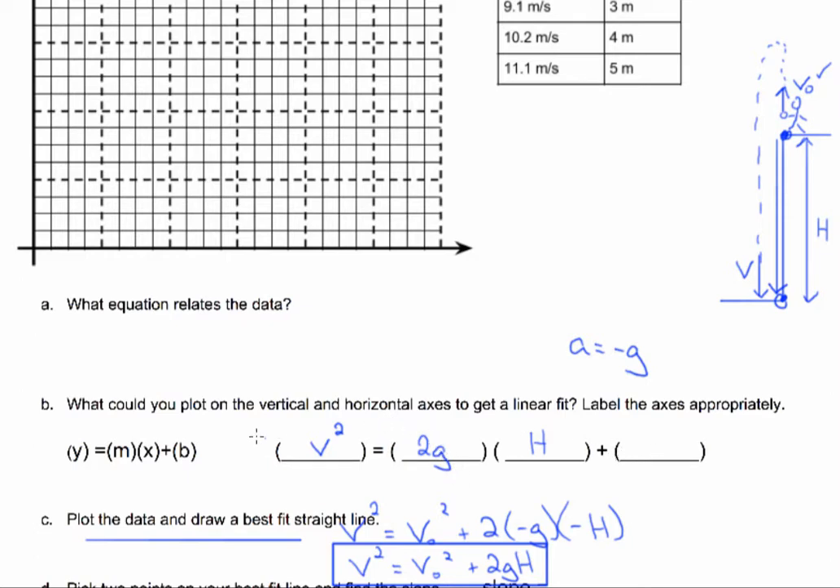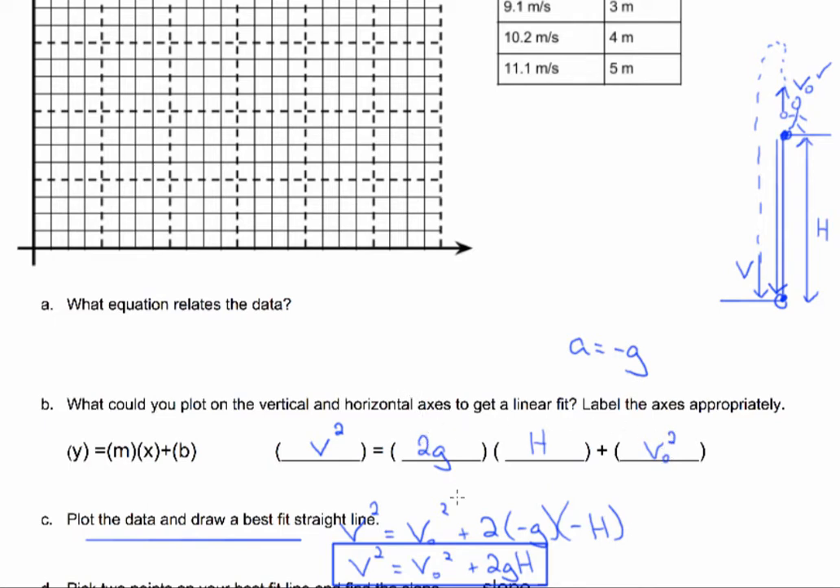And I do have a y-intercept. This b would have to be this v initial squared. So this is going to be the y-intercept for this problem. So that's a fine interpretation. You can plot v squared on the vertical, h on the horizontal, find your slope, you'd get it equal to 2g, and then your y-intercept would be the initial speed squared.